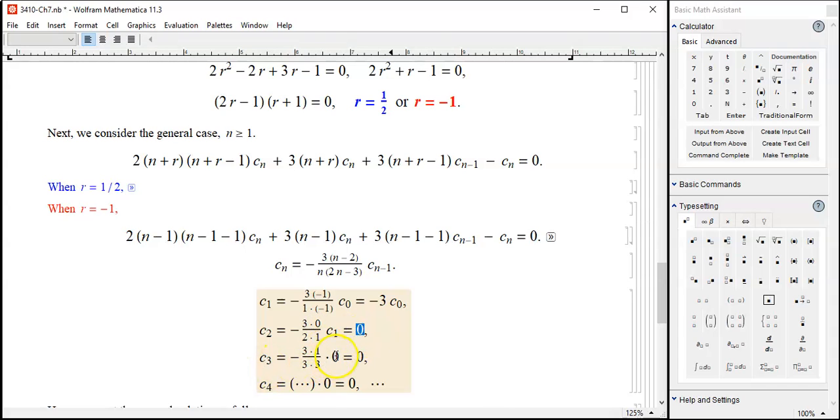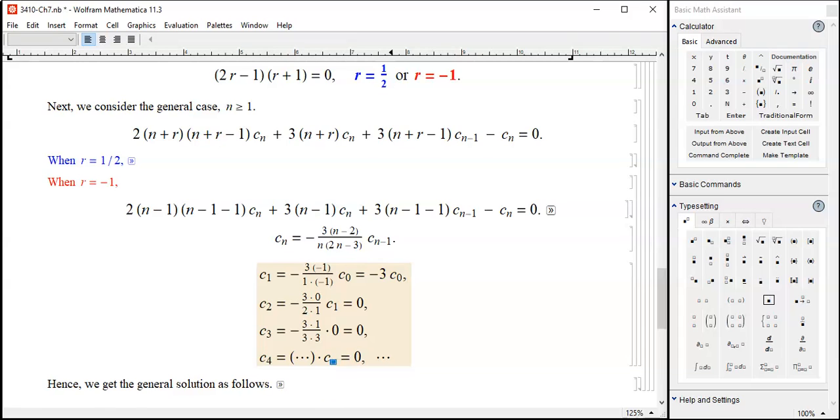And C3 is, well, there used to be C2, but C2 is 0, so that's 0. And C3 is 0, something times C3 is C4, but that is 0, and so on and so forth. So we're going to get all zeros.